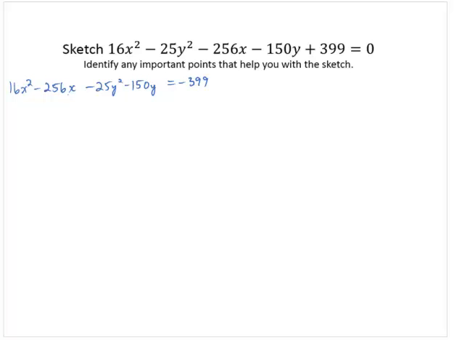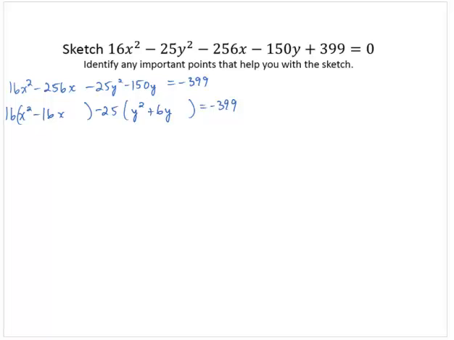Let's use a little factoring here. 16 by the quantity x squared minus 16x. Let's leave a space for completing the square. Now be careful here. I'm going to factor out a negative 25. So minus 25 times y squared plus 6y. Leave a space, equals negative 399.